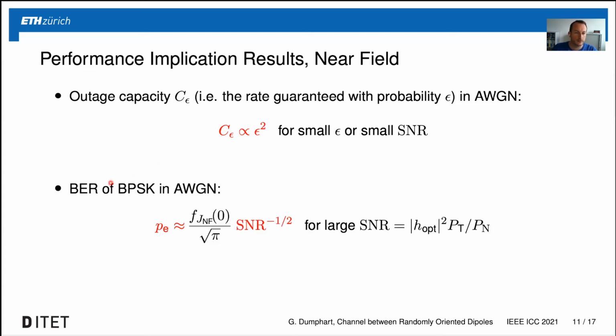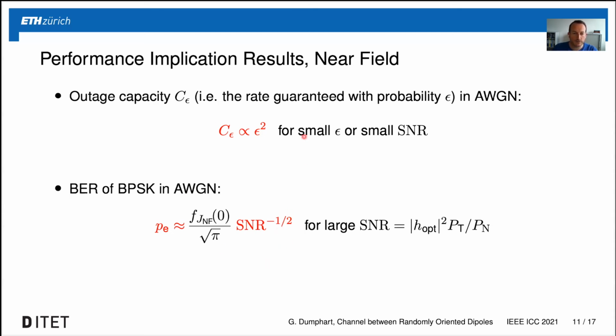Likewise, if we look at the bit error rate scaling for a BPSK modulation, we get the asymptotic behavior of SNR to the power of -1/2. That means the diversity exponent is 1/2. And that means reliable communication is contradicting random coil orientations.